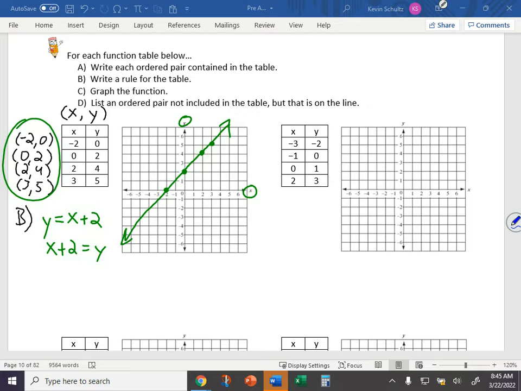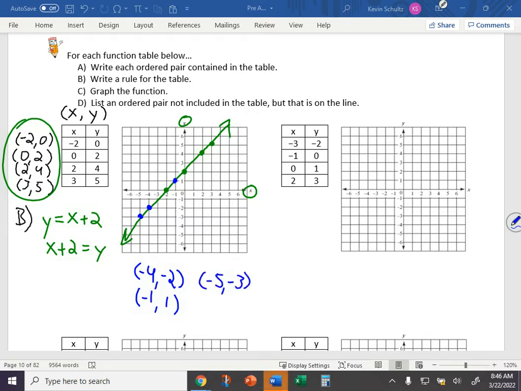Lexi. -4, -3. That's going to be down here. I think maybe that's -4, -2. Yeah, -4, -2 would work. What's another one? Jack. -1, 1. That works. Camille? -5, -3. That works.